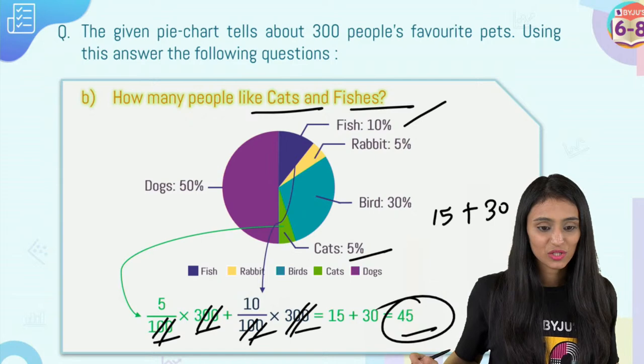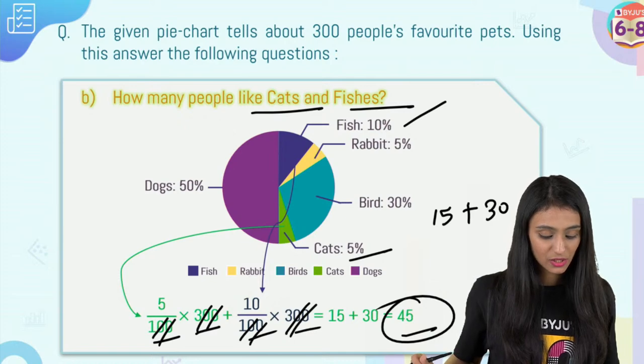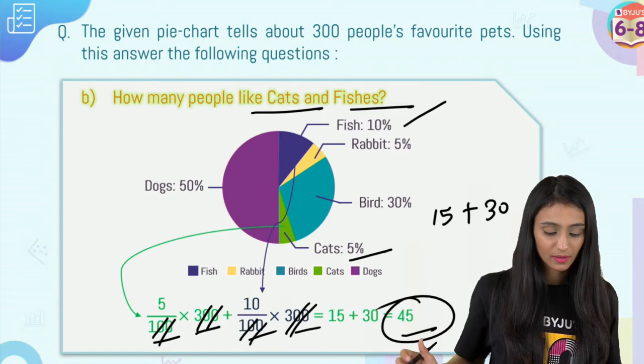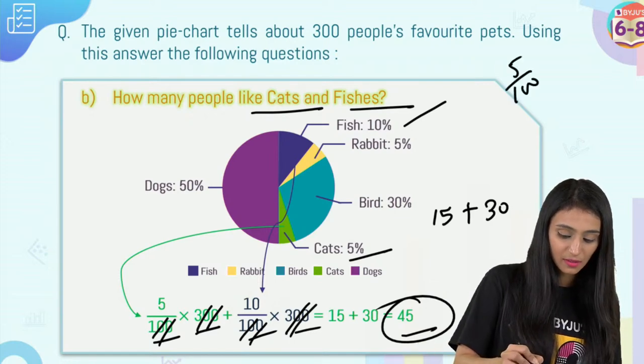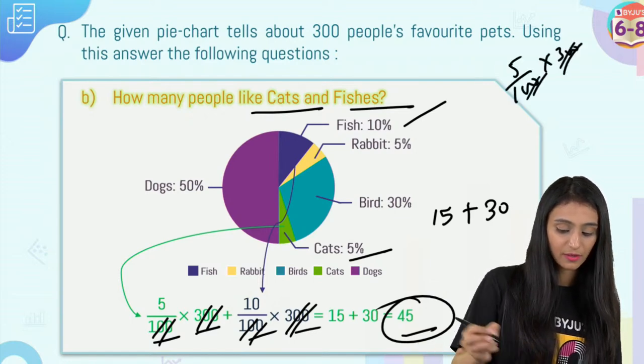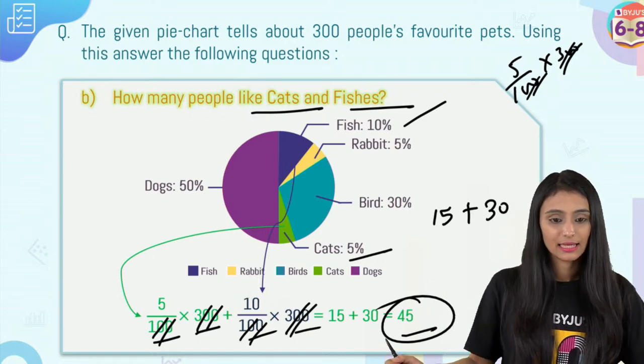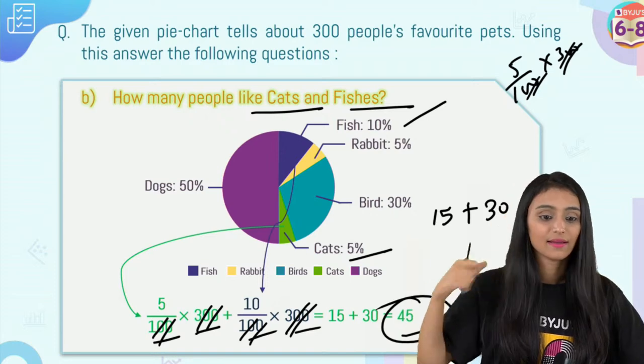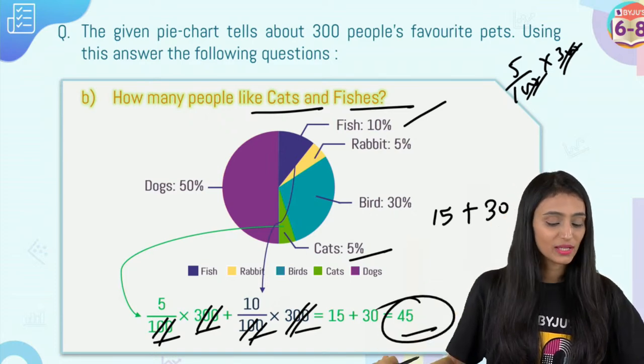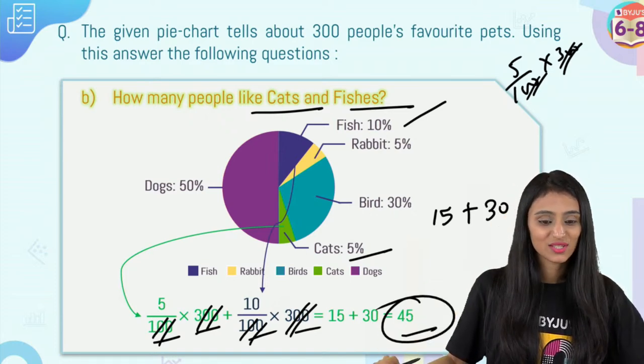Yes, Srishti. Khushi. Rabbits. Only rabbits. Rabbits are 5% of 300. 5% of 300 is going to be 15. Rabbits are 15. Yes, Srishti? Okay. I hope this is clear now. No doubts?